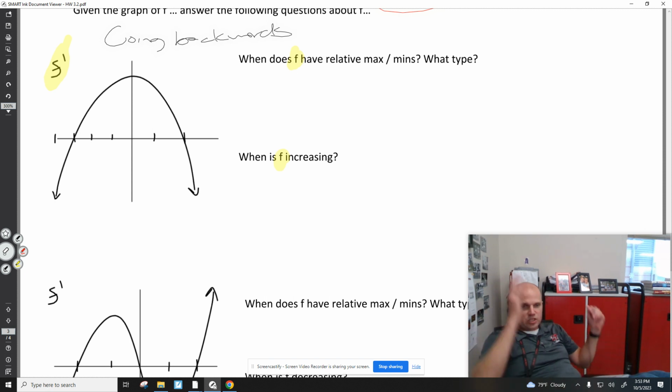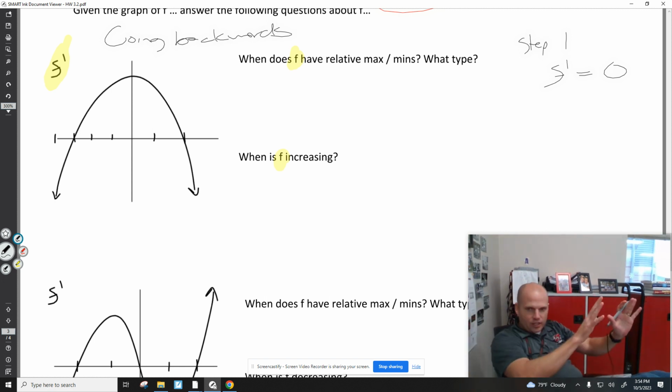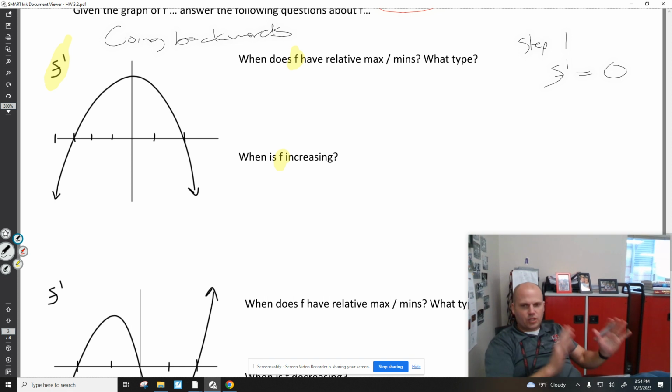If this was one of the questions for the first 2 pages, you'd be doing step 1. Step 1 is you're going to find when your derivative equals 0. You had to take the derivative and set it equal to 0. But now let's look at the graph. That's the derivative. When does the derivative equal 0? Well, here and here, f prime equals 0. So that means the slope of f is 0.